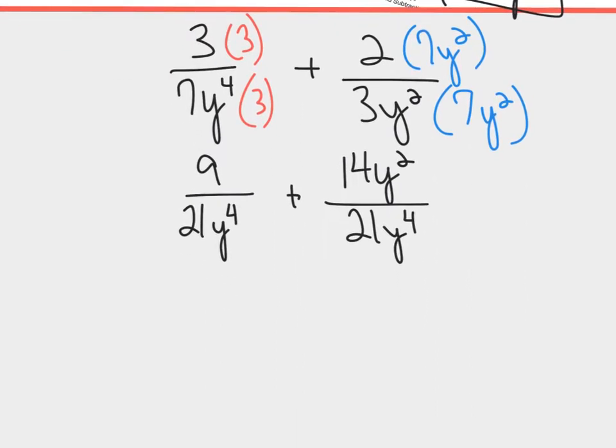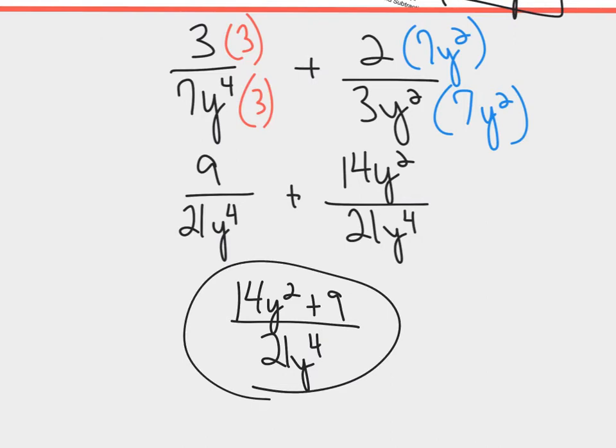And then at this point, we're just going to add the numerators together. Usually when we add these together, they're going to write this answer in standard form. So we're just going to do a little switcheroo here. And we'll put 14y squared plus 9 all over 21y to the 4th. And that would be our answer for that problem.